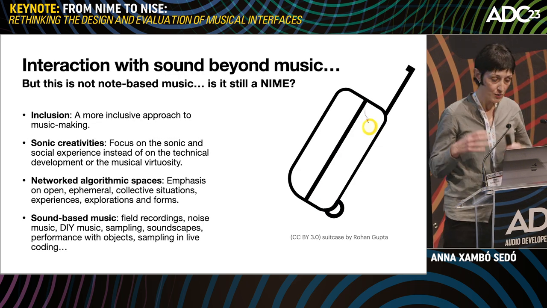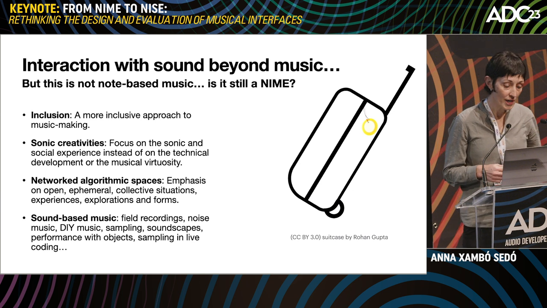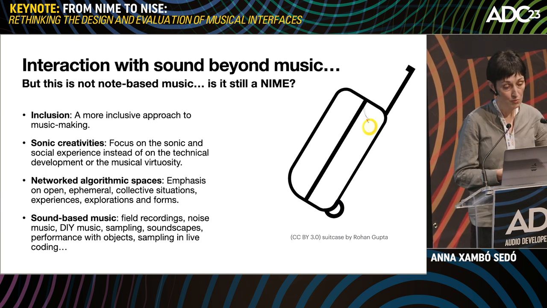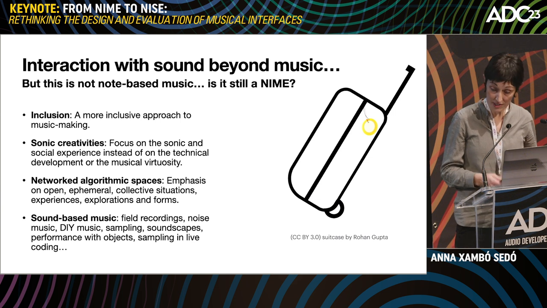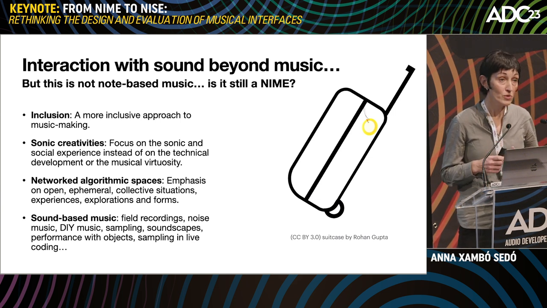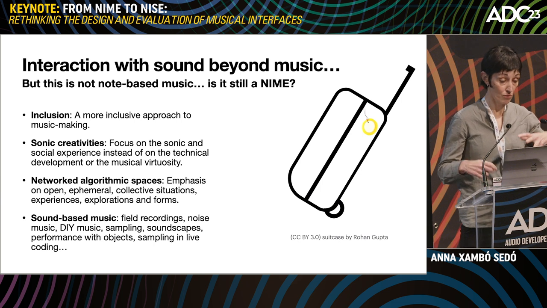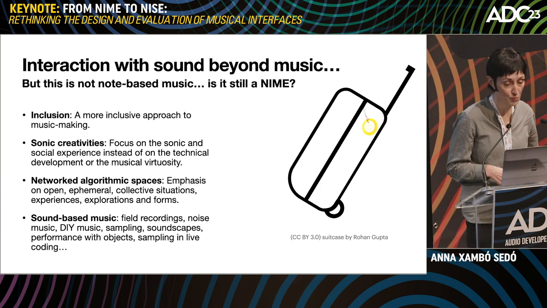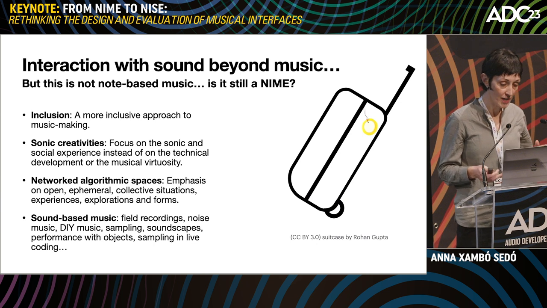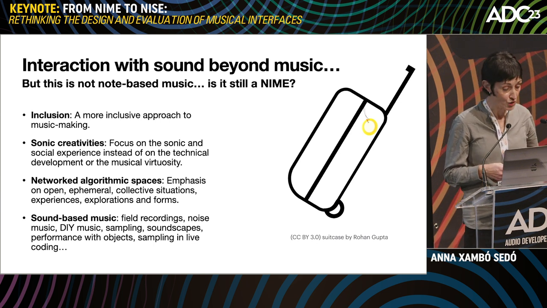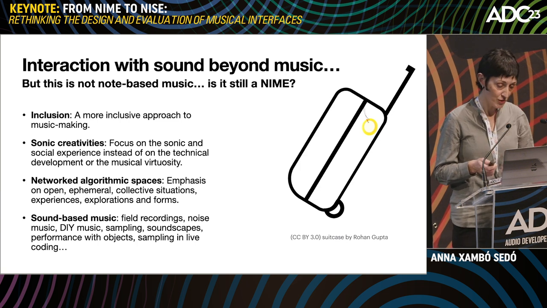So the proposal basically is based on bringing sound into the equation, sound as a catalyst of musical diversity, promoting, on the one hand, inclusion, so a more inclusive approach to music making, to sonic creativities, where the focus is on the sonic and the social experience instead of the technical development or the musical virtuosity. But then also, it's a claim to promote networked algorithmic spaces that are more open or ephemeral, collective situations, experiences, explorations, and forms, and also embracing sound-based music in the form of field recordings, noise music, DIY music, sampling, soundscapes, performance with objects, and sampling in live coding, which is also a theme that I'll present more in depth later.